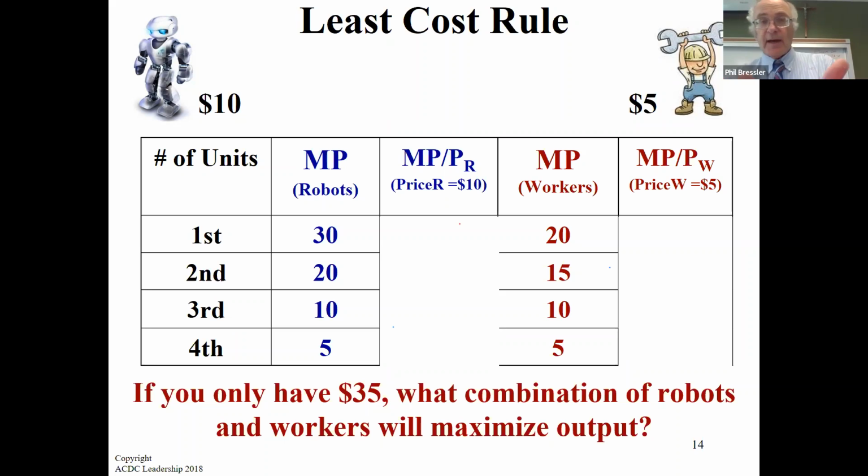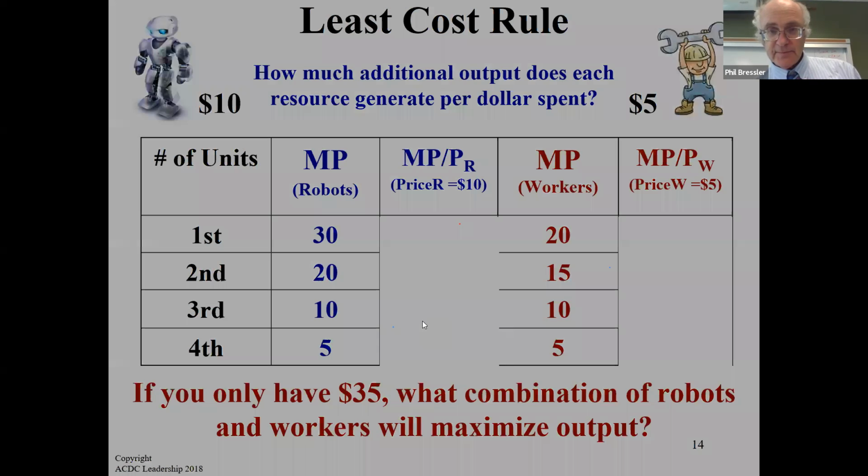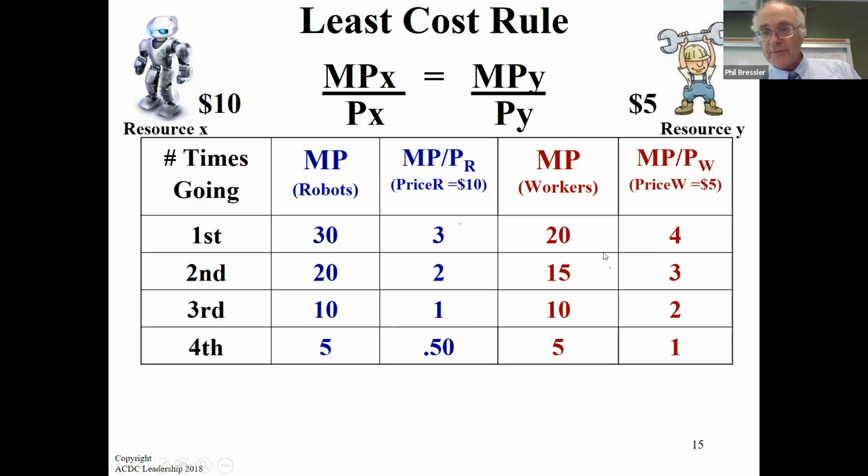All right, so I've got the marginal product that's given to me. Now I've got to divide by price. So 30 divided by 10 is 3, 20 by 10 is 2, 10 by 10 is 1. Okay, so I got 3, 2, 1, and 5. And then I do the same thing here. 20 divided by 5 is 4, 15 divided by 5 is 3, 10 divided by 5 is 2, 5 divided by 5 is 1.